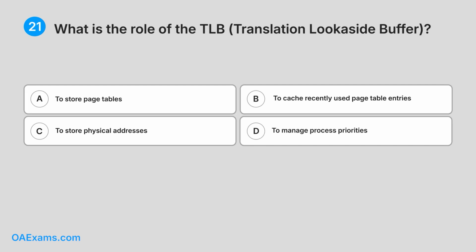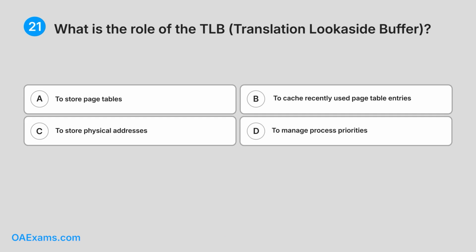A. To store page tables. B. To cache recently used page table entries. C. To store physical addresses. D. To manage process priorities. Do you know the answer?